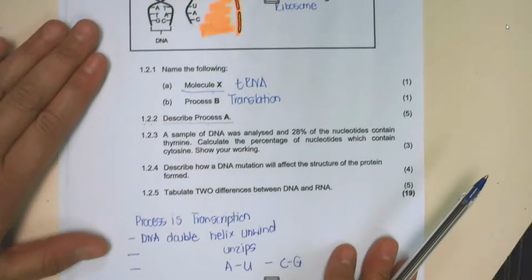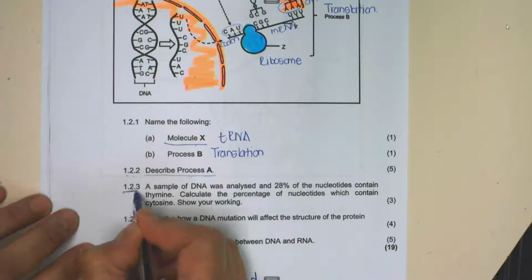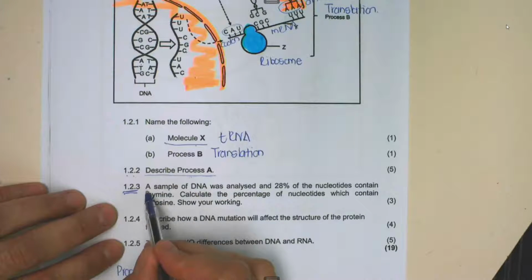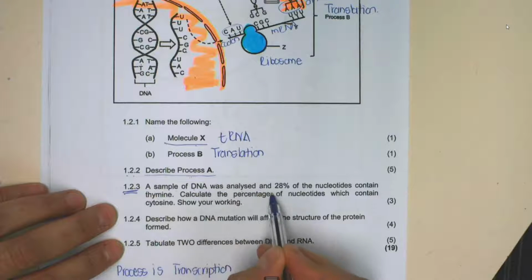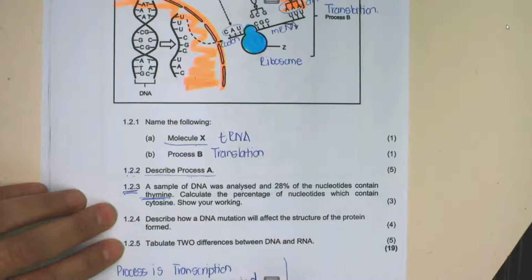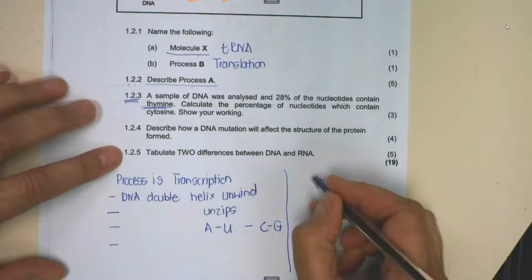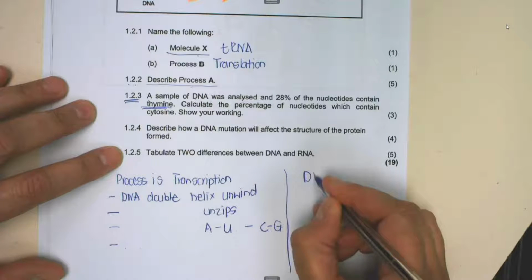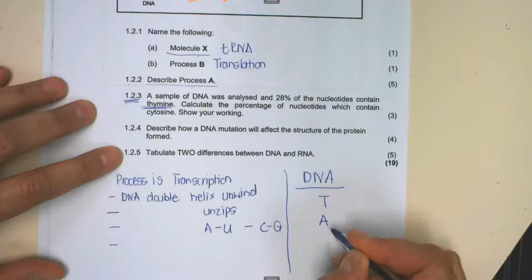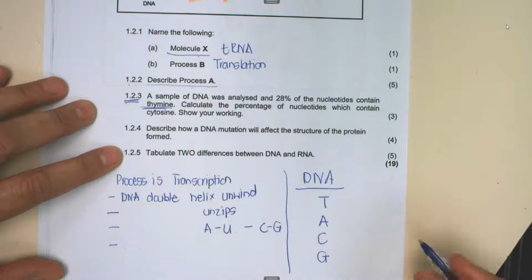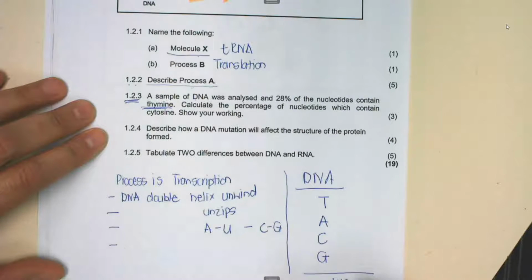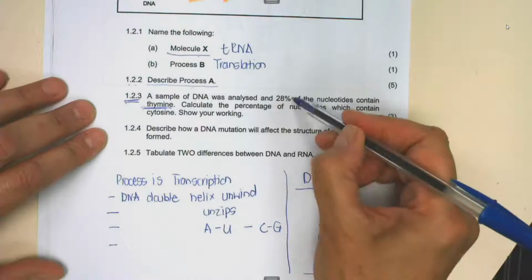All right. Now, again, 1.2.3 can be a little bit tricky because, again, it's sort of mathematics. They say a sample of DNA was analyzed and 28% of the nucleotides contain thymine. So I'm just going to work here so that you can see. The DNA that we're talking about, there's 4 nitrogenous bases. We have thymine, we have adenine, we have cytosine, and we have guanine. And the moment they're talking about percentages, you must know percentages will be out of 100. Okay? So how many thymine do we have?